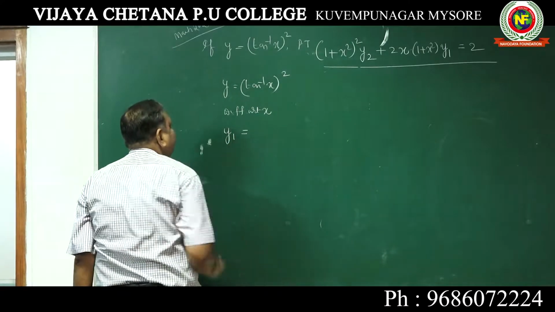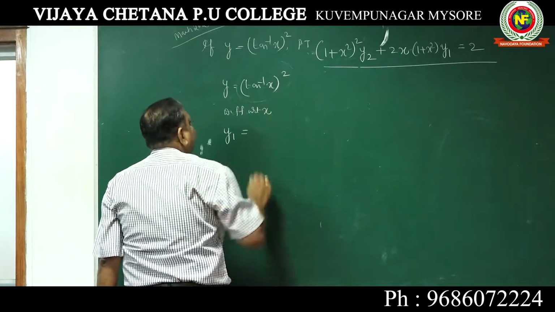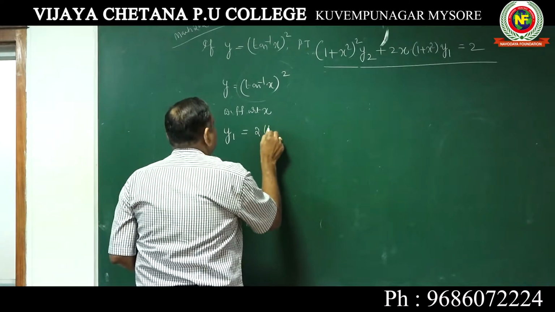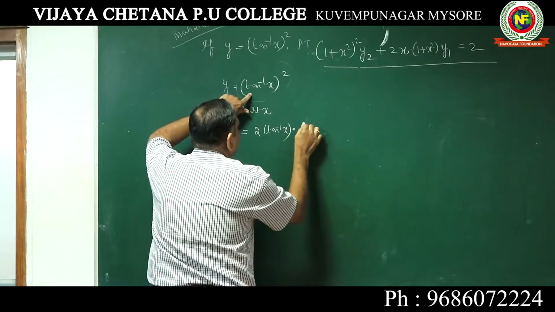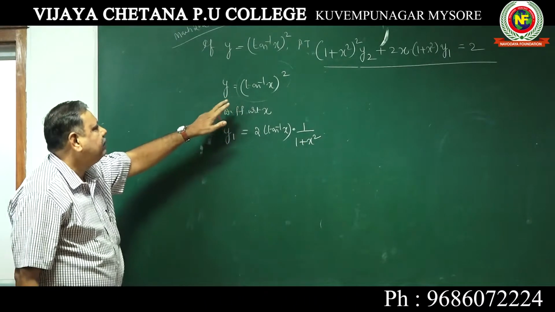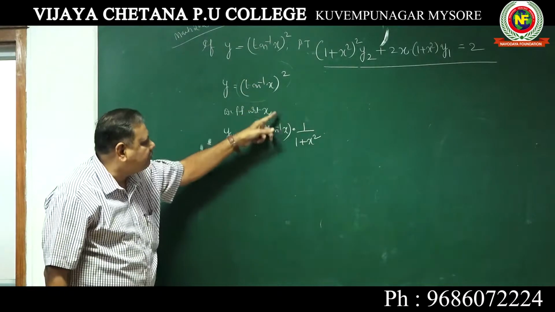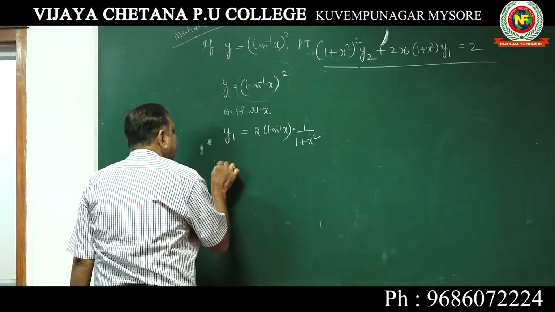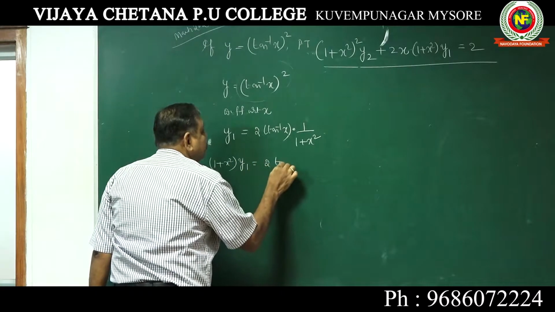When you differentiate, y1 is equal to (tan inverse x) whole square, it is something like p square, where p is tan inverse x. By chain rule, it is 2p: 2 tan inverse x into the differential coefficient of tan inverse x, that is 1 over 1 plus x square. Please note that this is chain rule. Cross multiply: (1 plus x square) into y1 is equal to 2 tan inverse x.